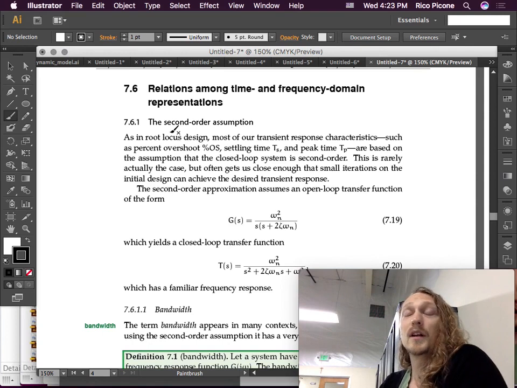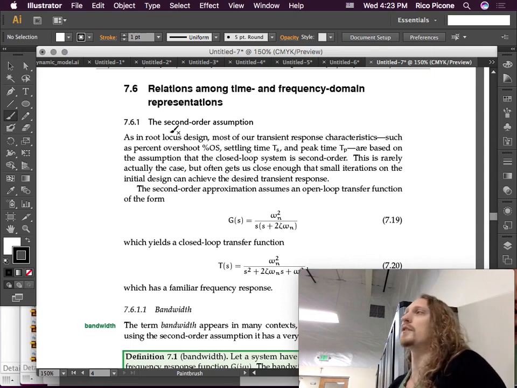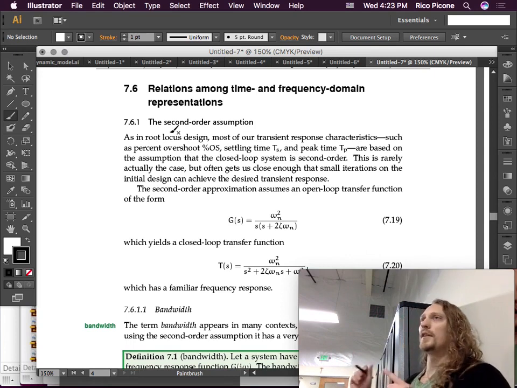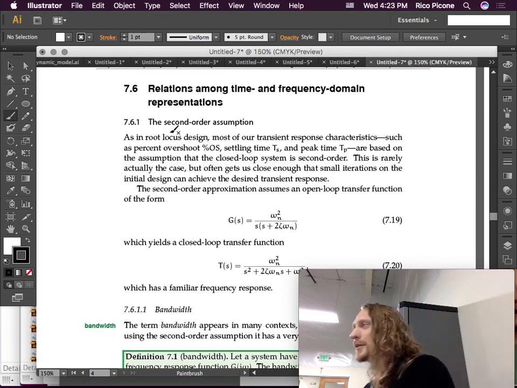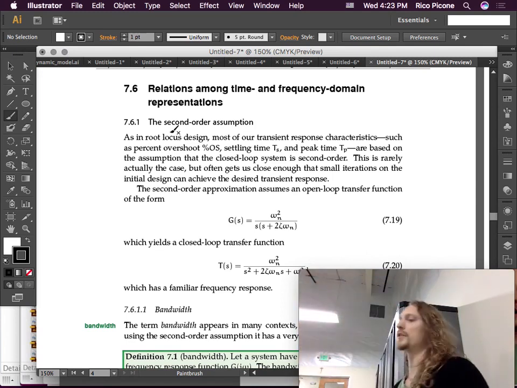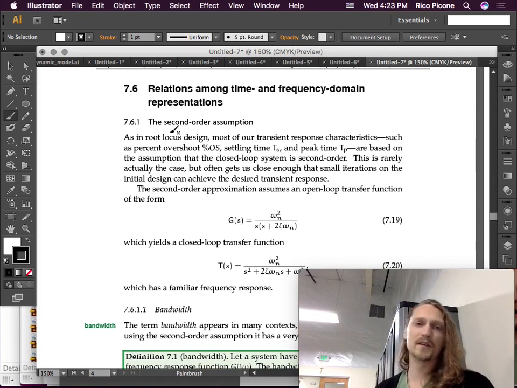So let's go ahead and discuss some relationships between these frequency domain techniques, the Bode and the Nyquist stuff that we've been doing, gain margin, phase margin, and all that, and relate that back to some time domain stuff like natural frequency, damping ratio, that type of thing. So, okay, the second order assumption is the first thing.